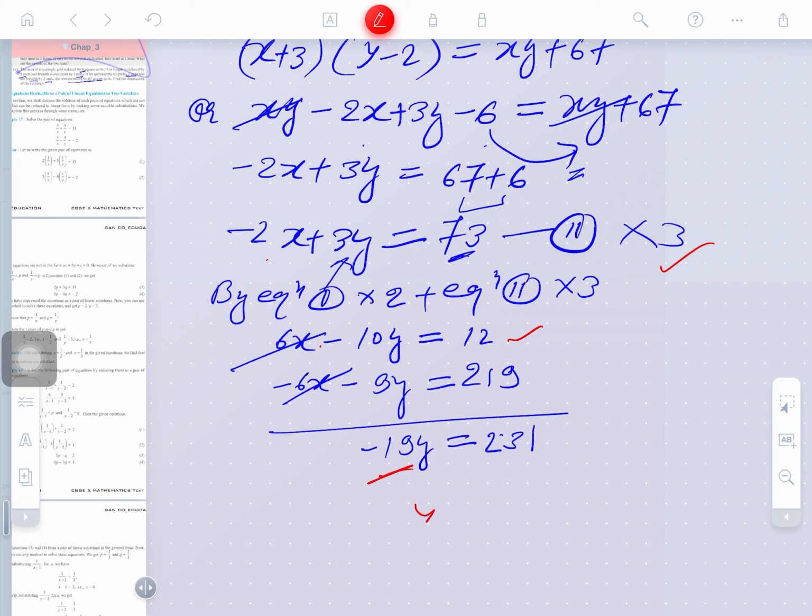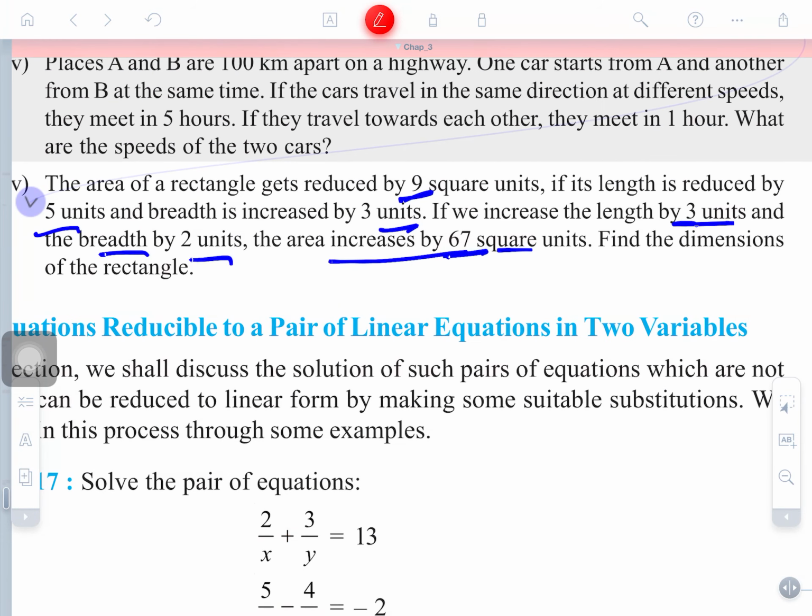Is it to be cancelled further? Y is equal to 231 over 19. 19 ones are 19, what's left here? 4. So there is no whole division. When a whole division is not coming, it means there could be something wrong here. So you need to repeat the question and check the question again here.